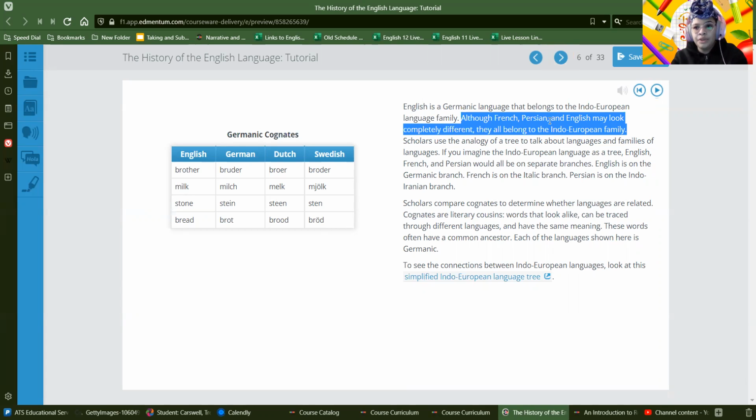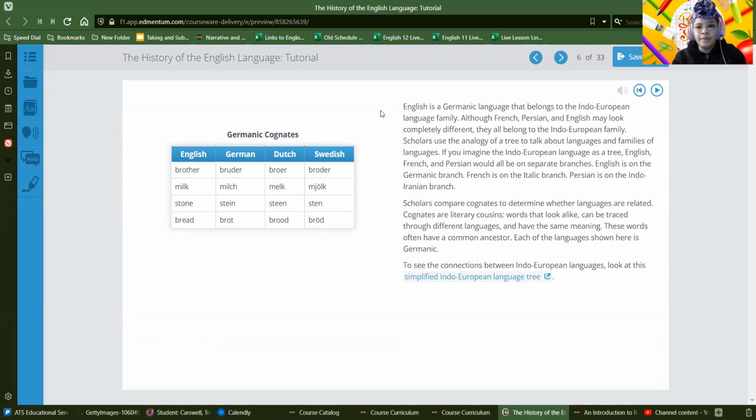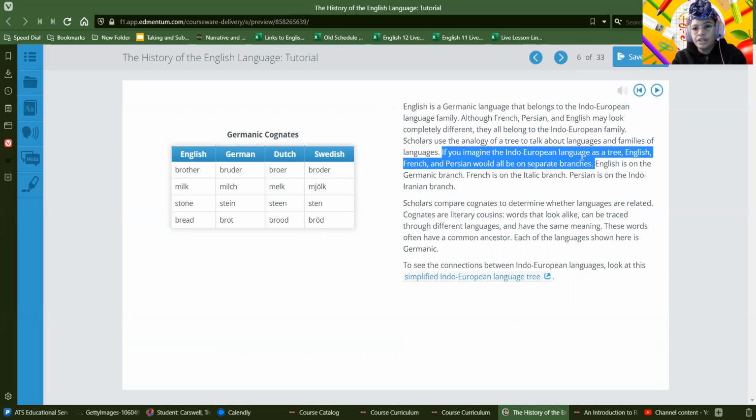So basically, when we talk about language relationships and families, we do the same thing that we do for people in families. We have a family tree, but for languages. It says here, if you imagine the Indo-European language as a tree, English, French, and Persian would be on separate branches. So they're all different regions that were based in the same language. But English is on the Germanic branch. French is on the Italic branch, and Persian is on the Indo-Iranian branch.